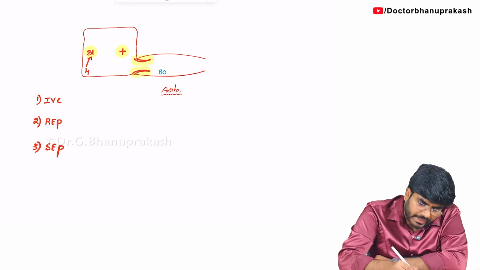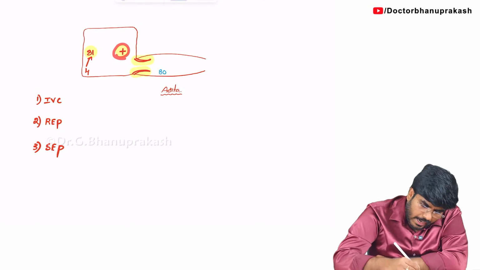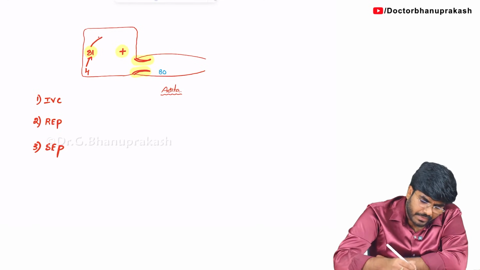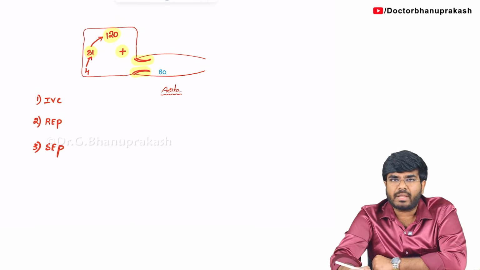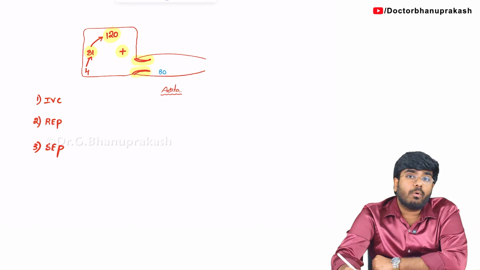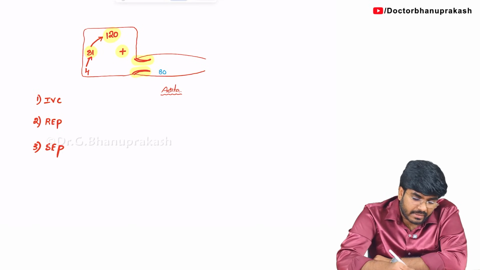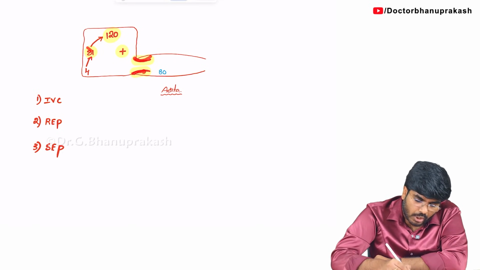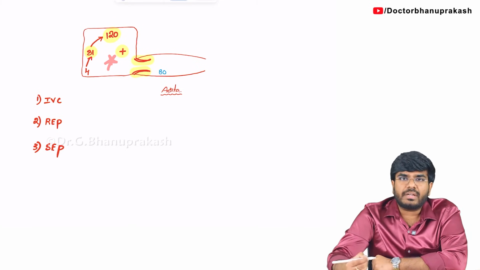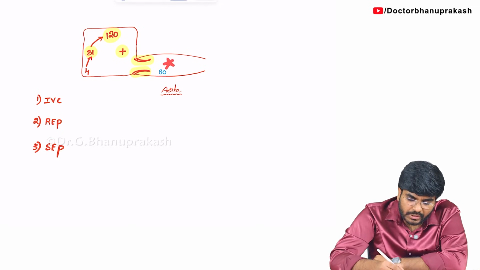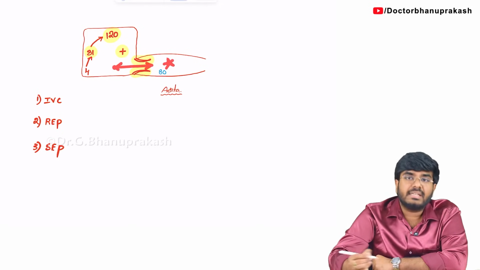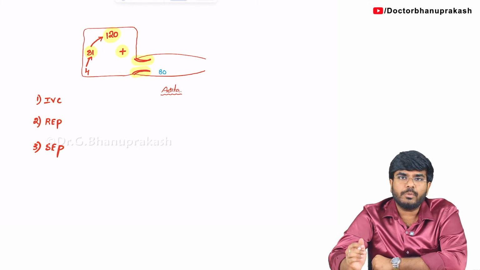It is still contracting, and the pressure is going to rise from 81 to 120 mmHg. Now you need to understand that at 81 the doors got opened. Now the intraventricular cavity, this left ventricular cavity, and the aorta are acting as one single chamber, because there is a communication.